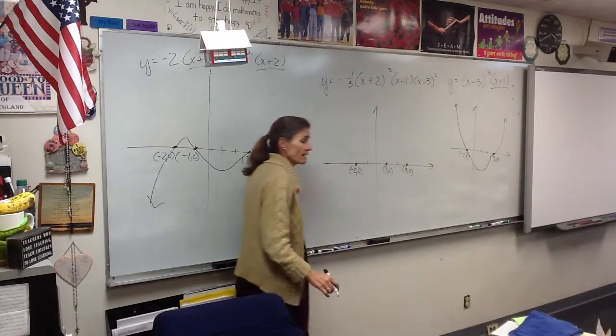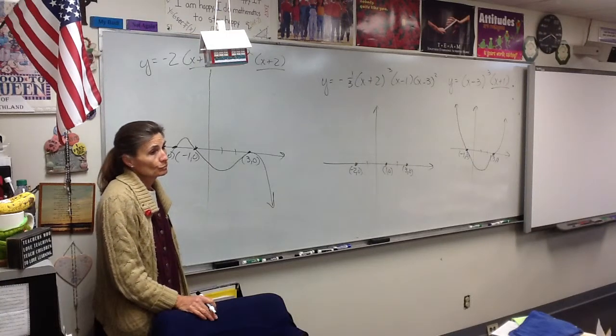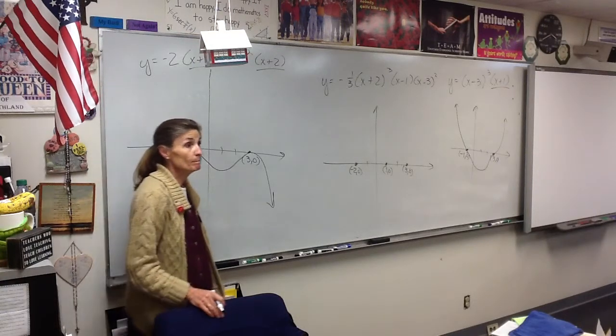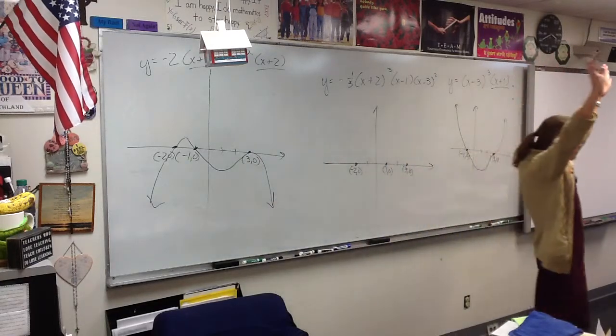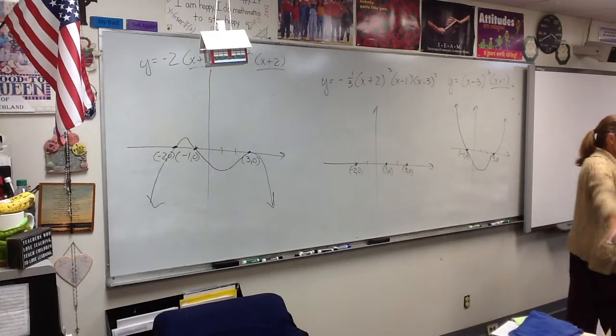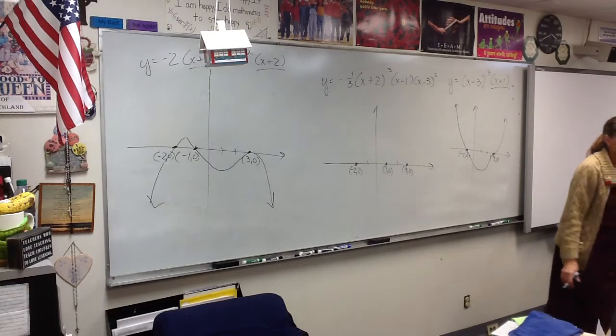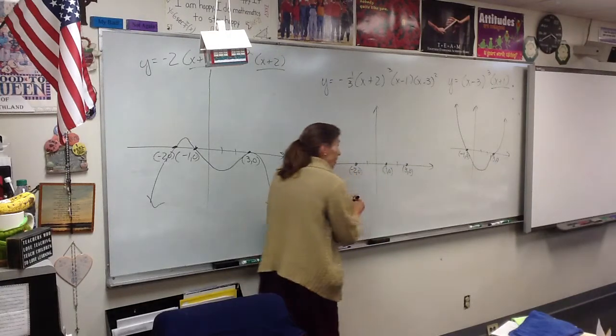Where are my dots, Steve? How many X's do I have, Zach? 6. That's even. How do evens behave? Start up, end up. But oops, what's this one got out in front of it? It's going to start down and end down. So here we go. Now, I'm going to pay attention.